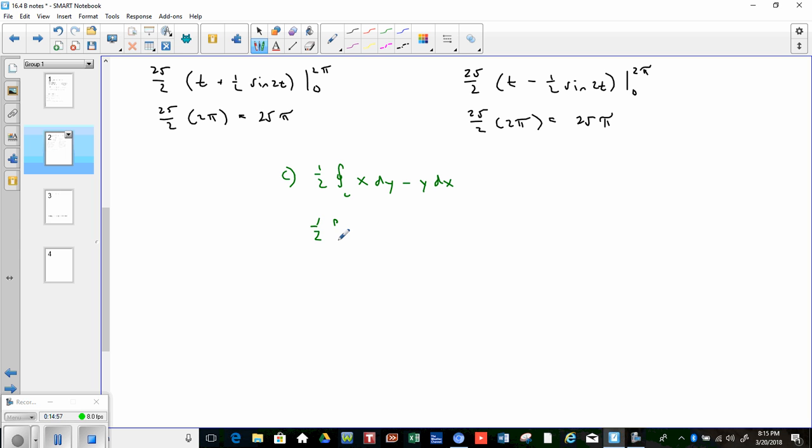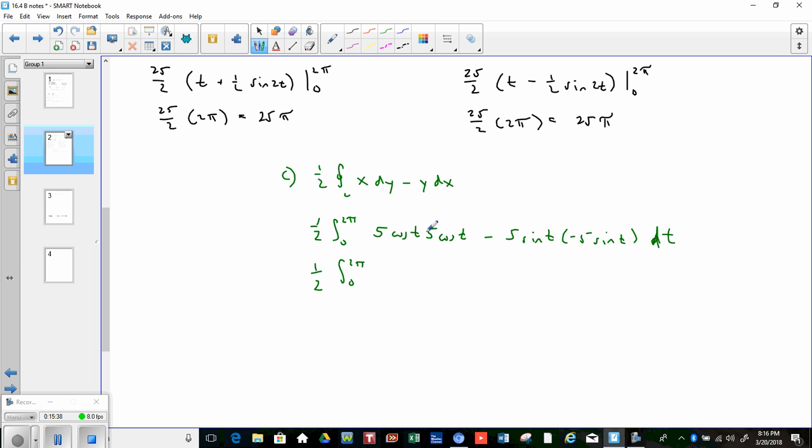So we're going to have 1/2. Once again, it's still going all the way around the circle, so 0 to 2 pi. X, which was 5 cosine t, dy, which was the derivative of y, which is 5 cosine t, minus y, which was 5 sine t, times the derivative of x, which was, in this case, negative 5 sine t dt. And hopefully what you can see is this is going to simplify really quickly.